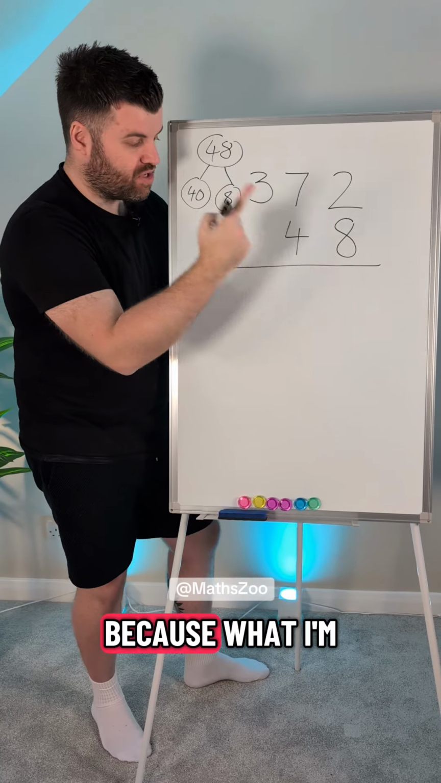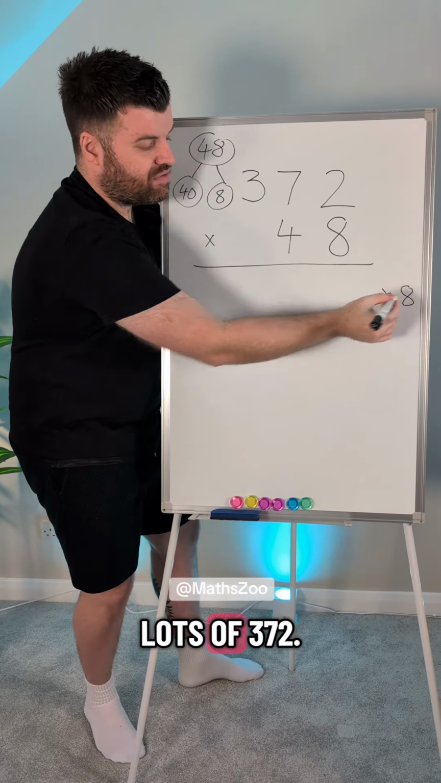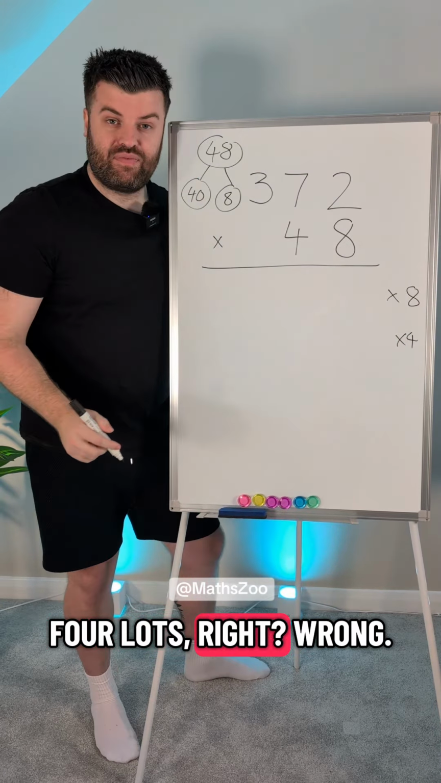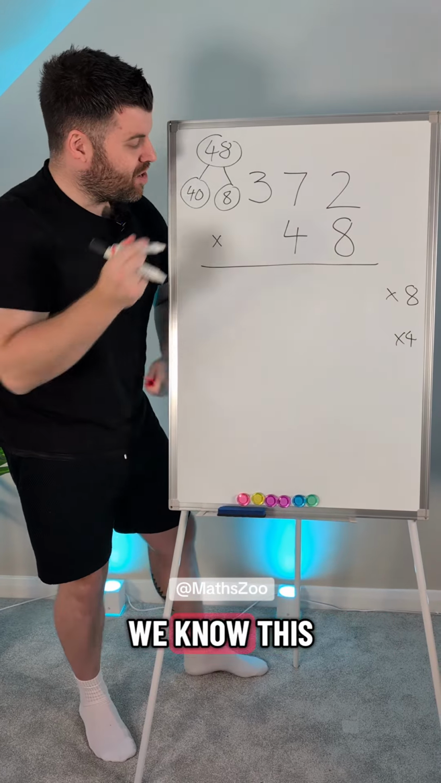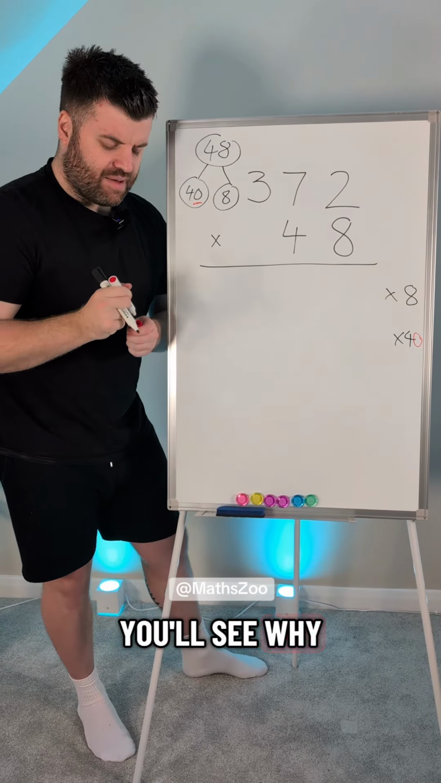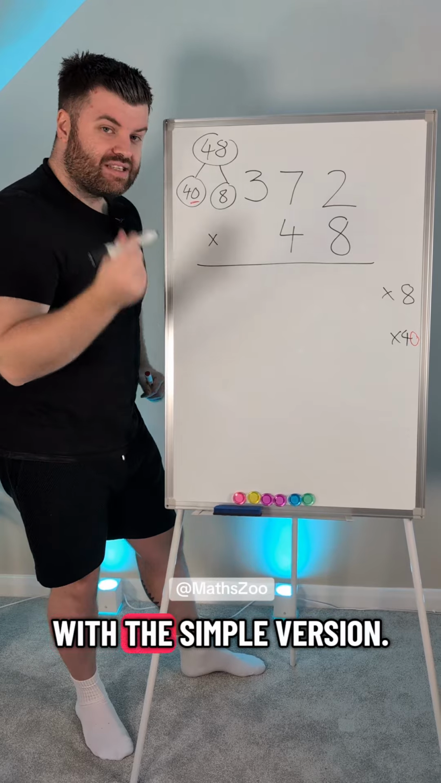And this is vital, because what I'm going to do now is 8 lots of 372, and afterwards I'm going to do 4 lots, right? Wrong, your class should be saying. We know this is 40, so I'm going to actually do it in a different colour here. You'll see why a bit later on. But we'll start with the simple version.